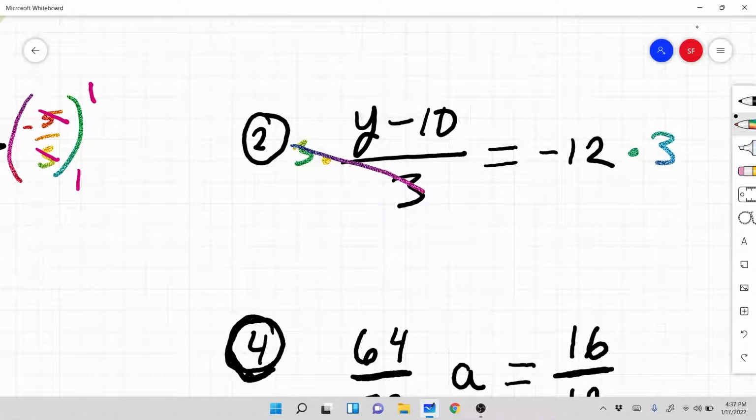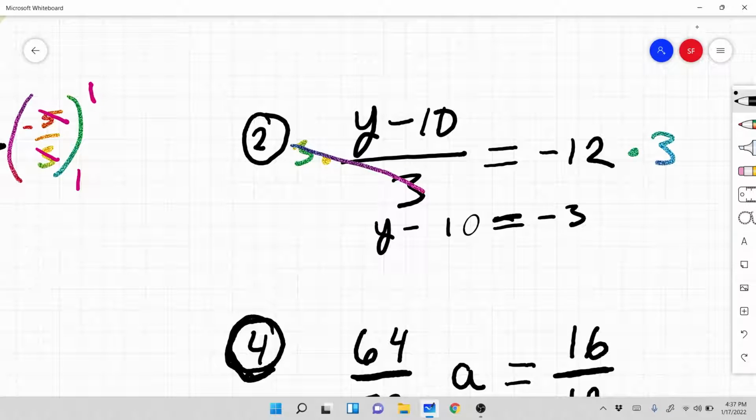Those 3's cancel out, leaving us with y minus 10 equals. I'm kind of smushing this together because I'm short on space because of the way I wrote it for you the other day. So negative 12 times positive 3 gives us negative 36. Now we have y minus 10 equals negative 36. So we look at what's attached to the variable, how it's attached, and then we do the opposite to get rid of it. So this 10 is attached through subtraction.